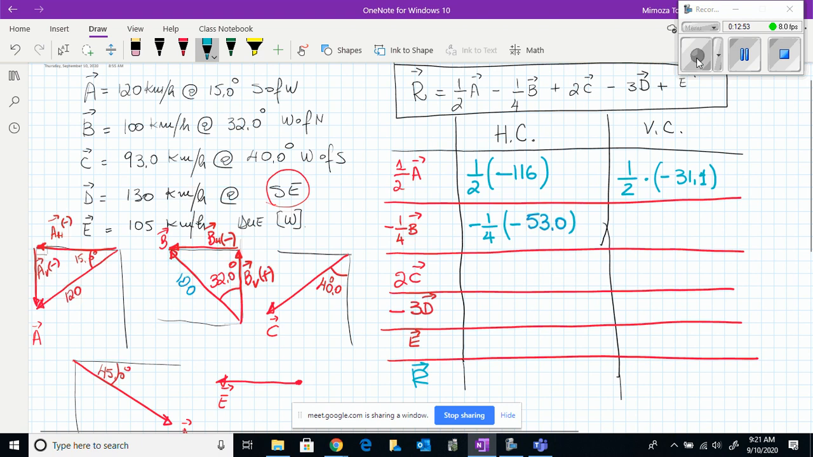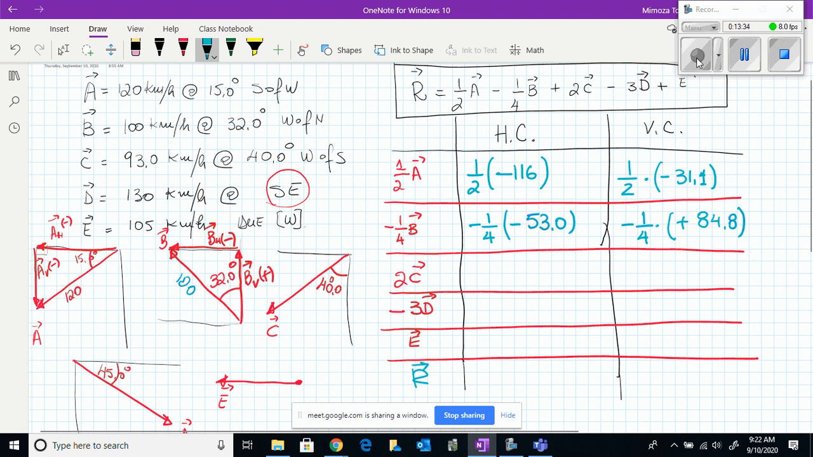And then the vertical component will be found by using cosine. So we'll go 100 times cosine 32, and we will have in our calculator 84.8. So on the table, we'll write whatever the formula obligates us, and in this case it is negative 1 over 4, multiplied by, it's positive 84.8. We'll move to the next one.